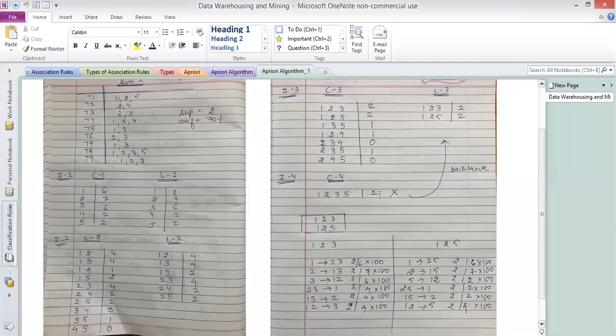Now since we don't have any rule left, we go to the previous iteration, and the final rules in the previous iteration, which means these are your final rules selected. So here are my rules. I write 1 2 3 here and 1 2 5 here.